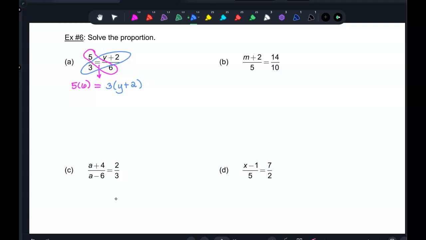On the left side we'll get 30 equals 3y plus 6. Good, don't forget to distribute. So then we'll subtract 6. 24. Good, 24 equals 3y. And y equals 8. Perfect.